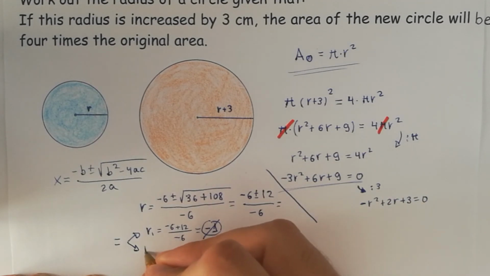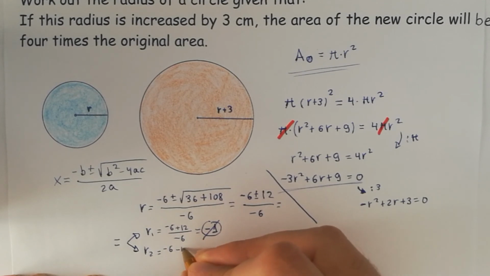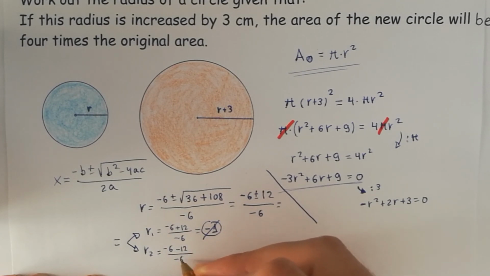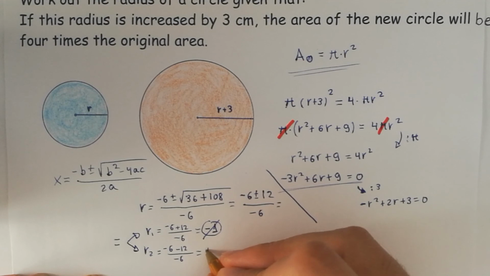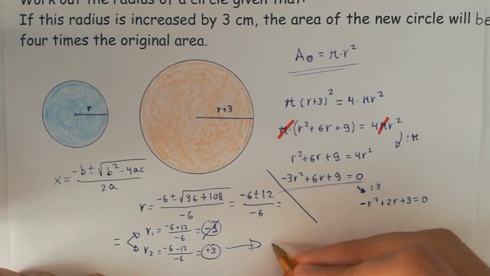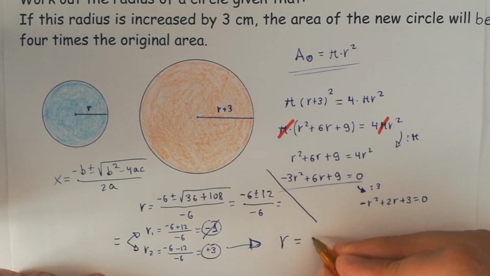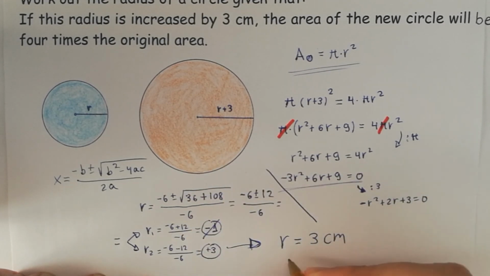And the second one would be minus 6 minus 12 over minus 6. And we get positive 3. That is the right solution. So for this case, r would be 3 centimeters.